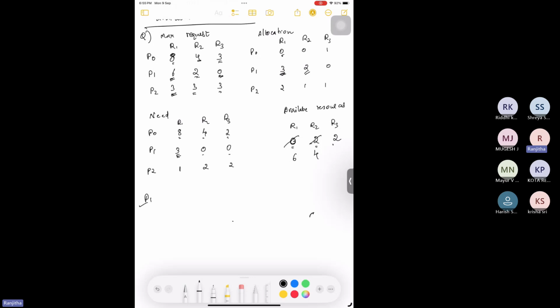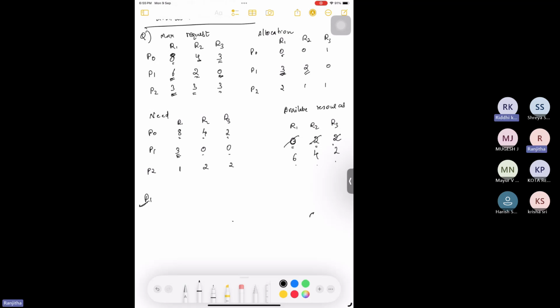And P1 did not want any R3. Neither was it allotted nor did it require it, so it will remain the same. Now we have 6, 4, 2 available with us and P1 is done. Now which process shall we schedule?